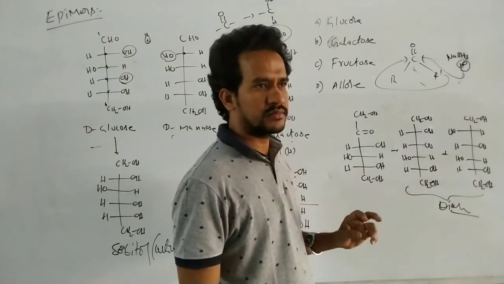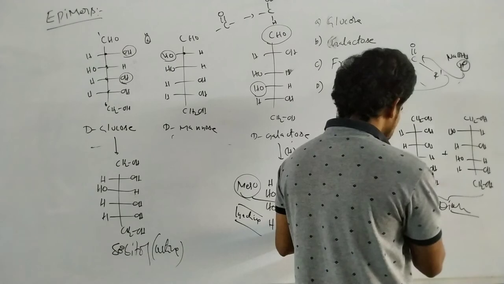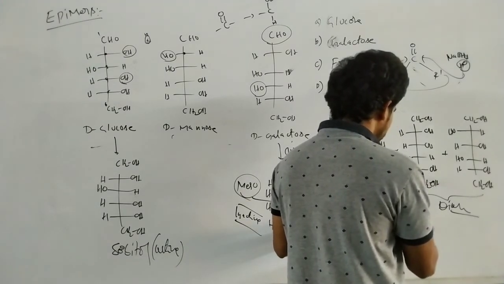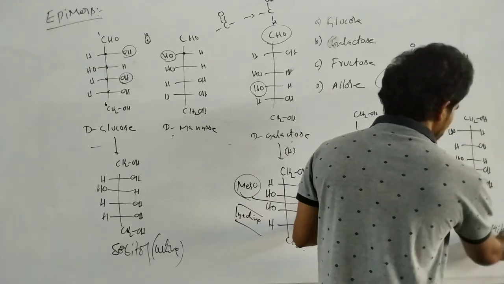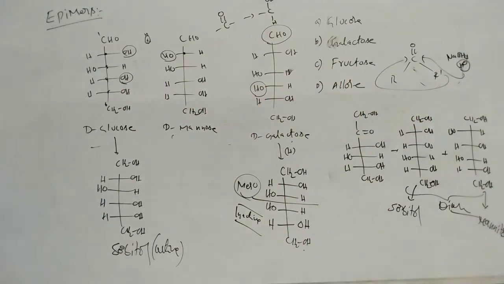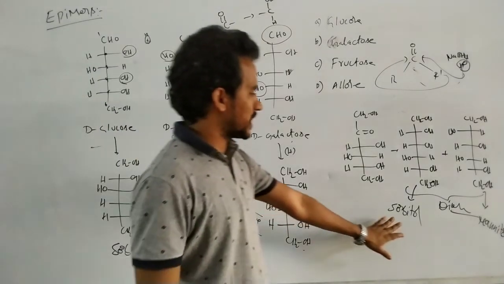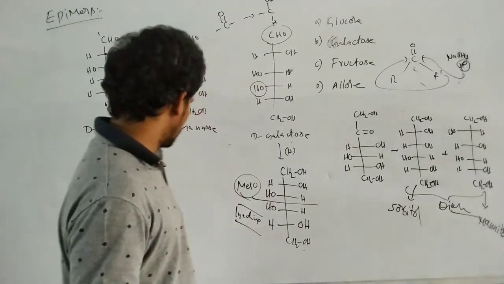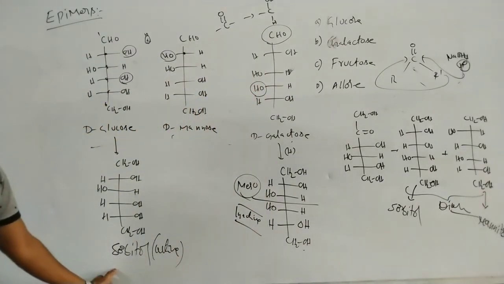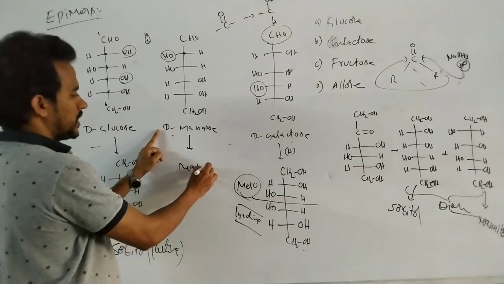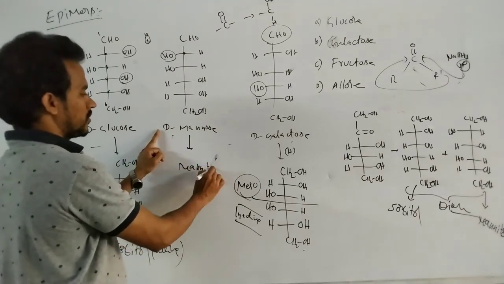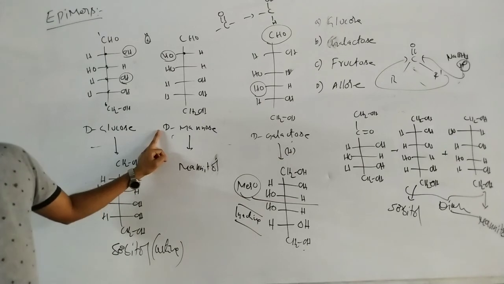There is no symmetry. In this case, this product is known as sorbitol. This product is known as mannitol. Sorbitol and mannitol. Here fructose on reduction gives a mixture of sorbitol and mannitol. Glucose on reduction gives sorbitol. And mannose on reduction gives mannitol.